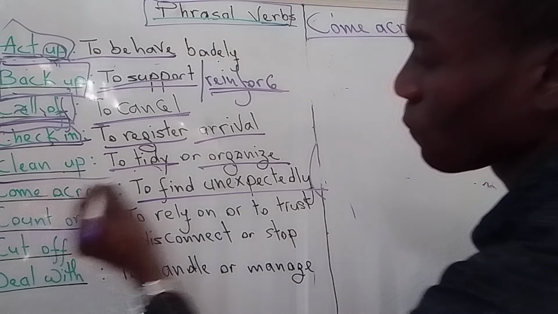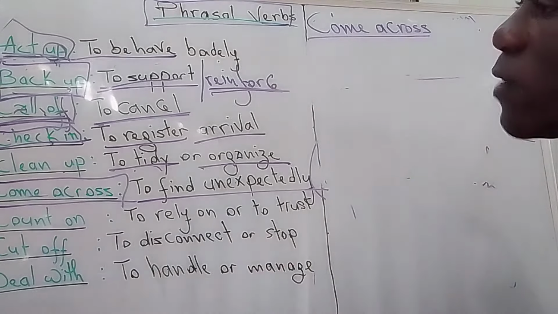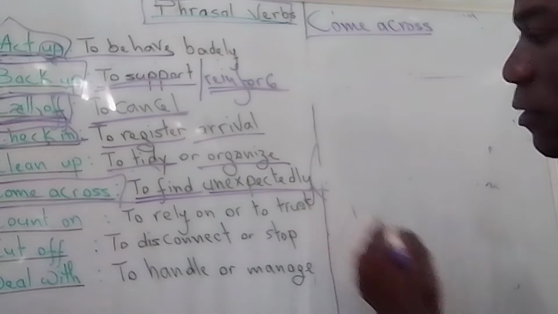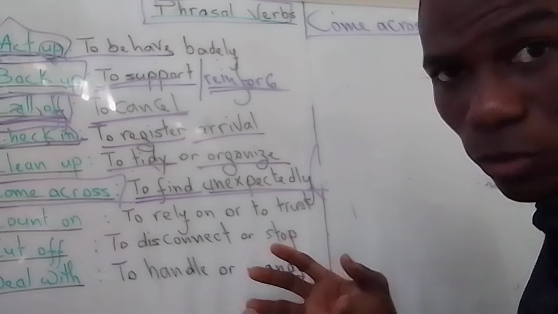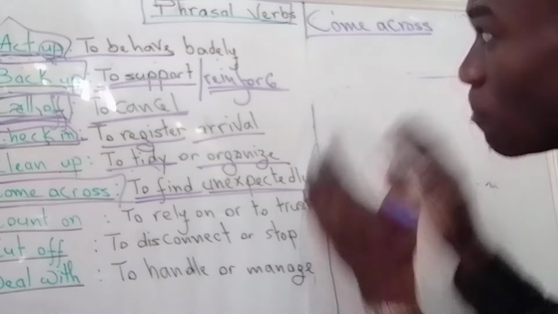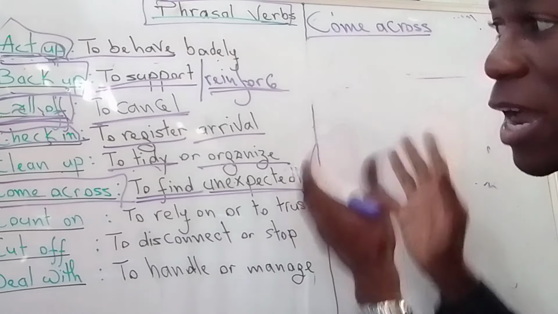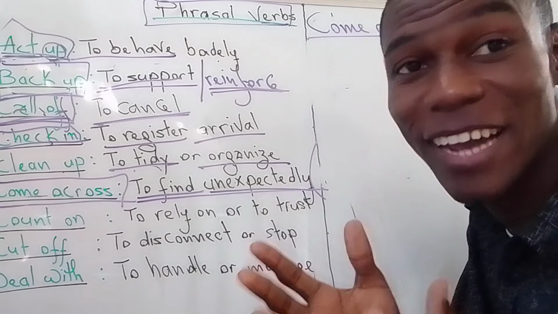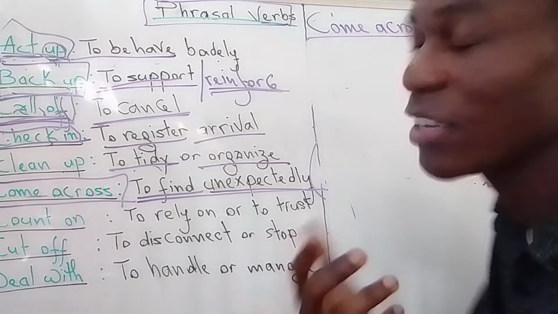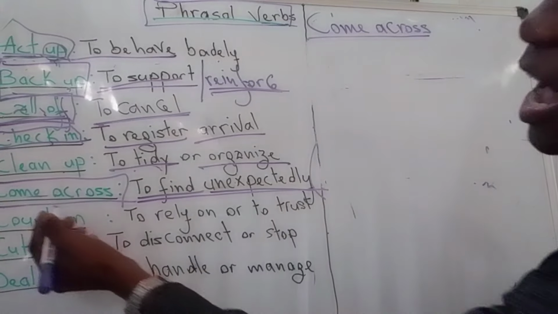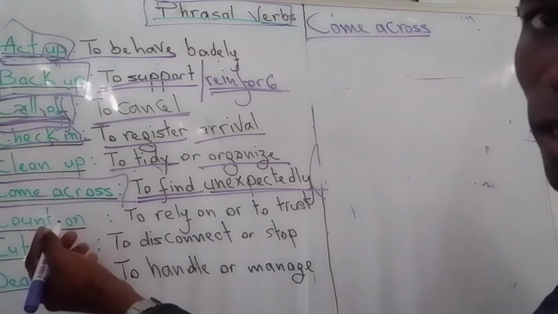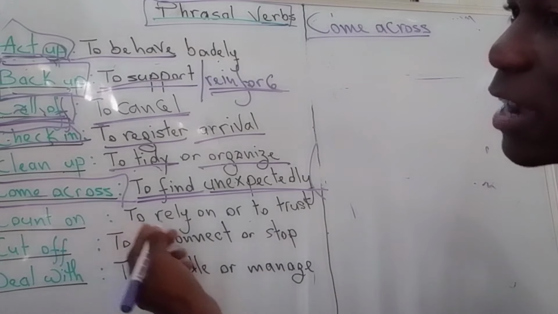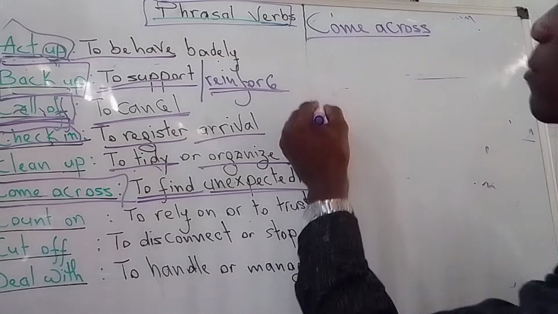Come across means to find unexpectedly. So make sure you understand what I'm doing. Pay attention to this, put your eyes on the board and know it by heart, because it is really important, guys. Make sure you understand, okay? Come across means to find unexpectedly. And let's see some examples for come across.